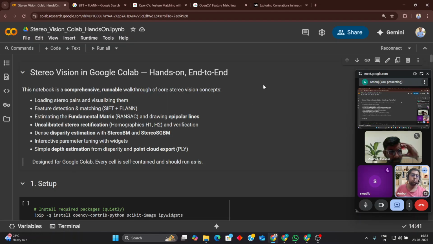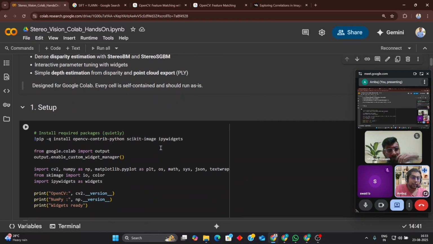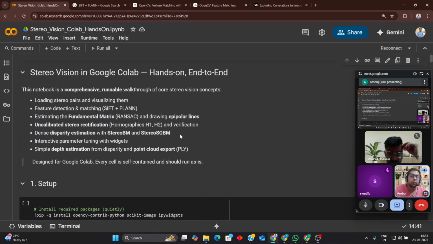This is a separate notebook. Both the notebooks I'll provide to you. Don't worry much, try to just run it once, and ask your doubts if you have any. All these aspects you can include in your projects if you are working on a stereo vision or computer vision project. This is a very hands-on experience for you.